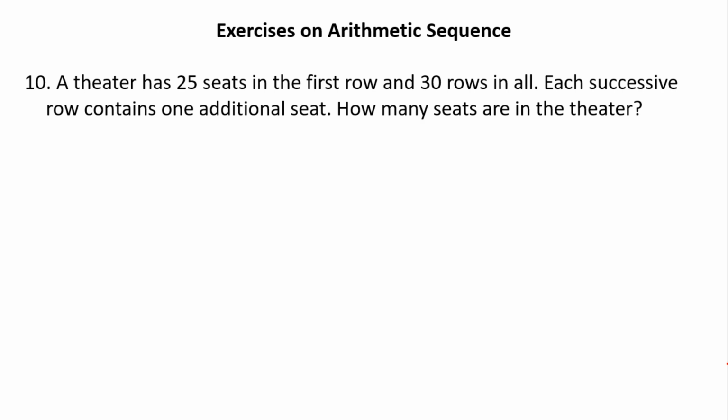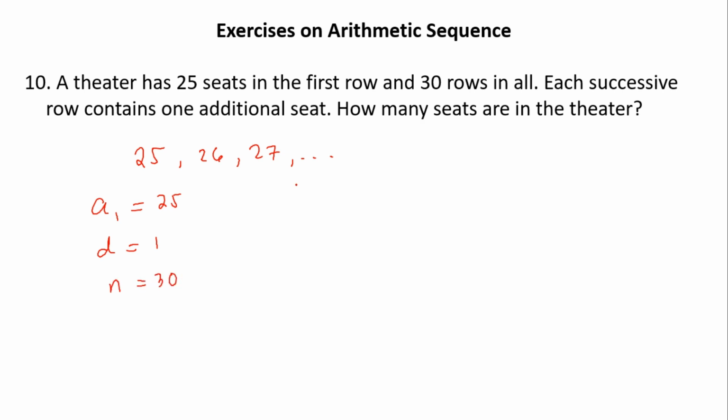Item number 10. A theater has 25 seats in the first row and 30 rows in all. Each successive row contains one additional seat. How many seats are in the theater? Okay, first row contains 25 seats. The second row contains 26. The third row 27, and so on. So a sub 1 is 25. Common difference obviously is 1. Number of terms here is 30, since there are 30 rows.